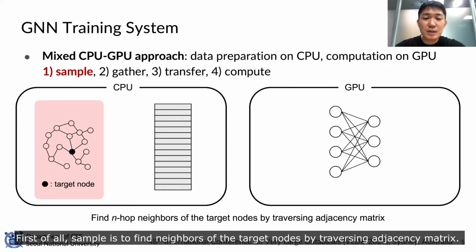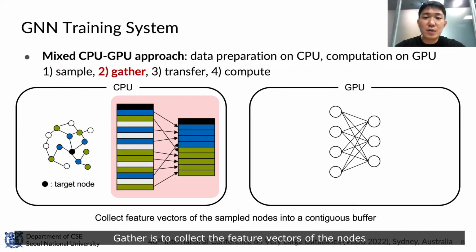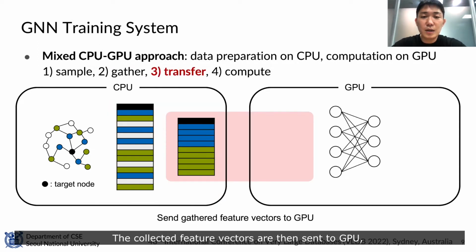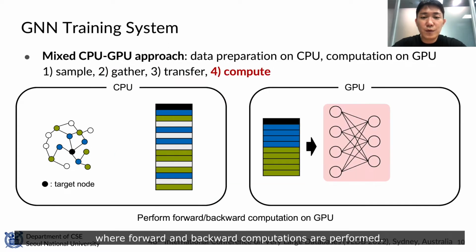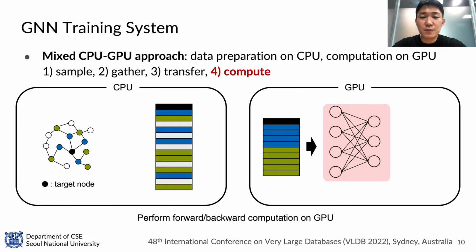First of all, sample is to find neighbors of the target nodes by traversing adjacency matrix. Gather is to collect feature vectors of the nodes extracted from the sample stage in a contiguous memory buffer. The collected feature vectors are then sent to GPUs, where forward and backward computations are performed.